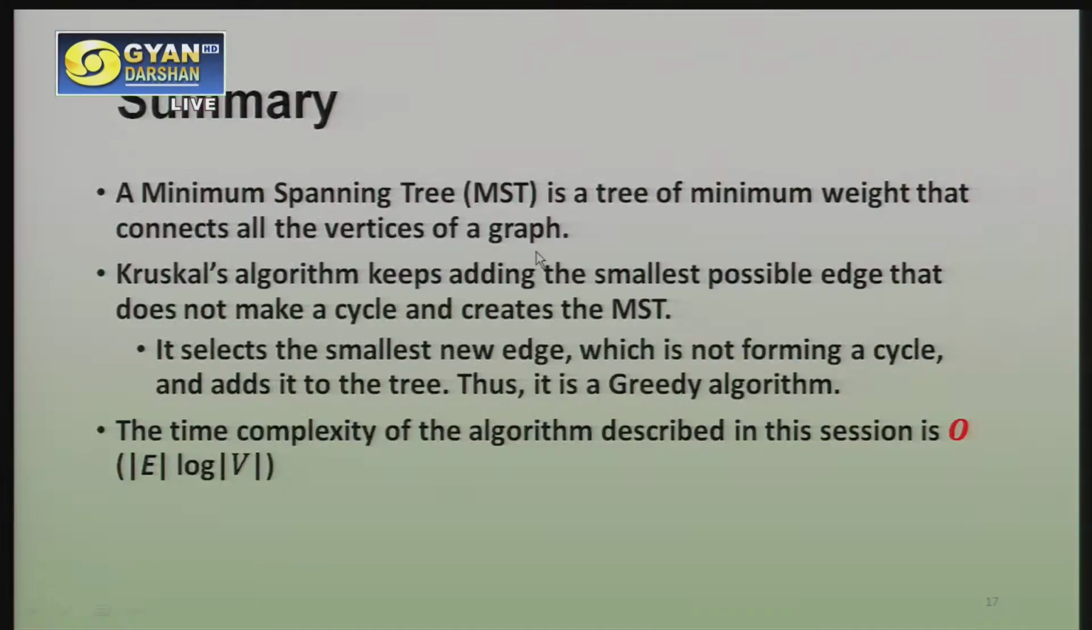which was Prim's algorithm. So with this, we come to an end of session. Let us try to summarize or conclude this particular session with some of the points. That is, a minimum spanning tree is a tree of minimum weight that connects all the vertices of a graph. Kruskal's algorithm keeps adding the smallest possible edge that does not make a cycle and creates the minimum spanning tree. It selects the smallest new edges, which is not forming a cycle, and adds it to the tree. Thus, it is a greedy algorithm, as we stated.